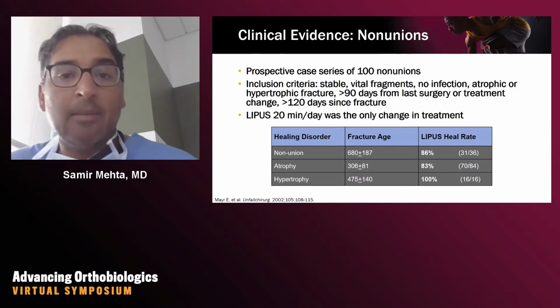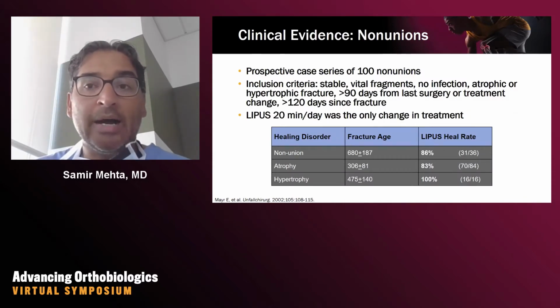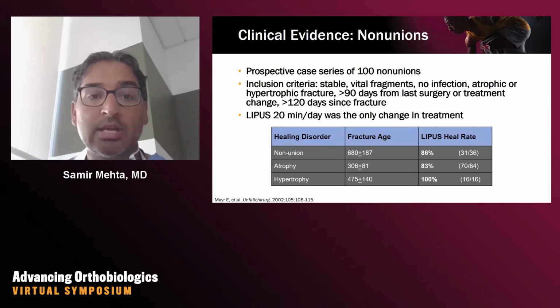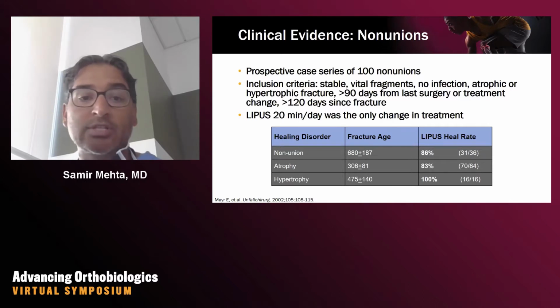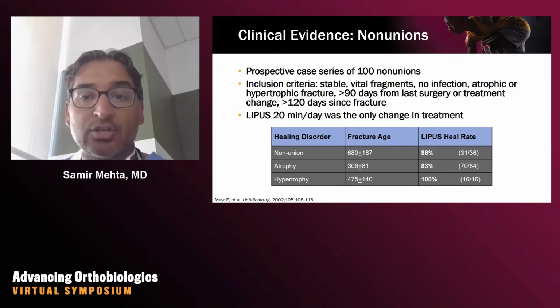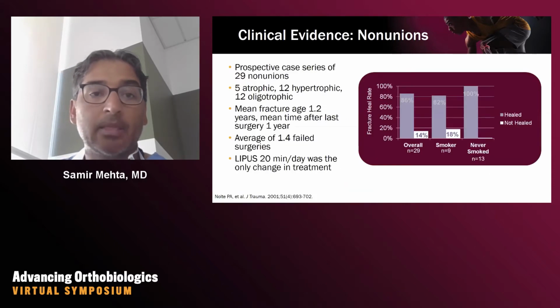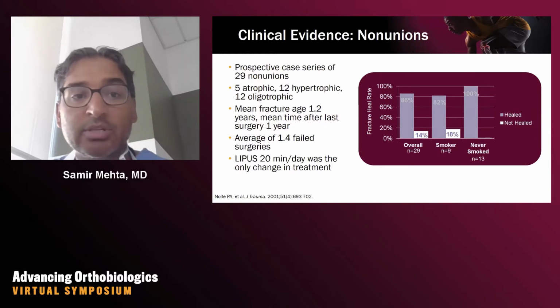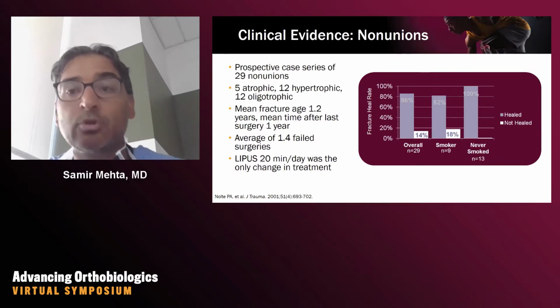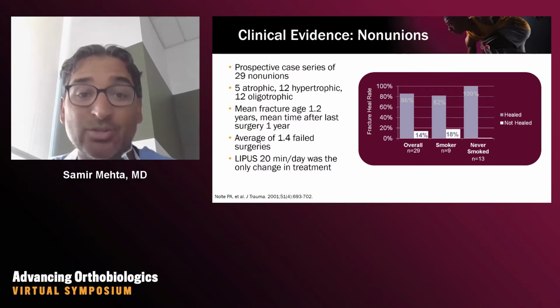There's lots of evidence about non-union treatment in patients who have been treated with ultrasound, patients who've had long-standing non-unions and their only treatment is ultrasound, showing that you can take a patient who's had a non-union for 1 year, 2 years, 3 years, and treat them with ultrasound, assuming they have stable fixation, they don't have infection, etc. In this study, it was a prospective series of 29 non-unions of various types: atrophic, hypertrophic, oligotrophic. The fracture age was about a year, and they'd already failed surgical treatment.